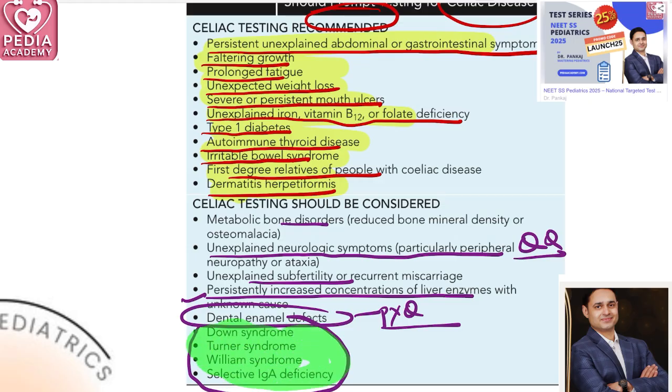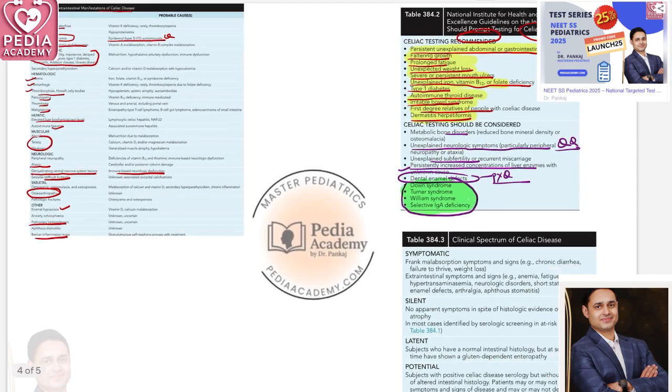You have to screen for celiac disease. So it is very clear-cut here. Down syndrome, Turner, Williams, dental enamel, persistently raised SGPT, infertility, unexplained neurological examination, and metabolic bone disorders are the criteria in which a celiac test should be considered. Okay, so this is very important.